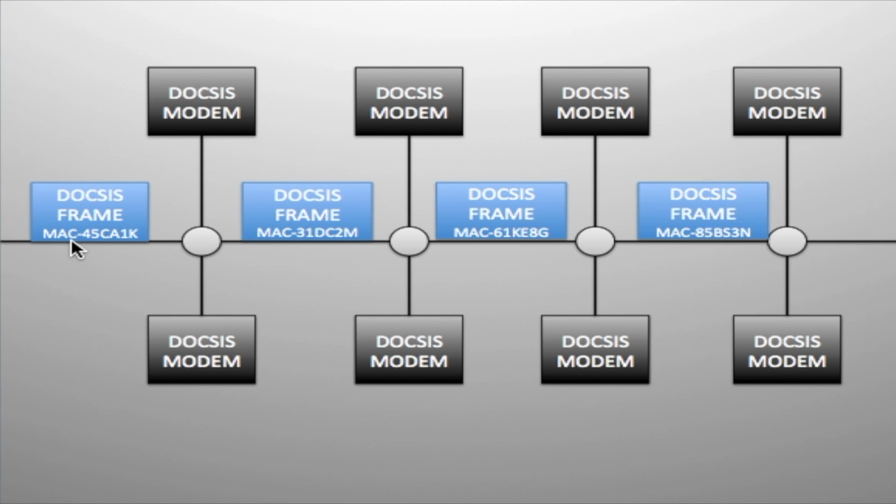Now these are DOCSIS frames that were sent from the fiber node out to the customer's modems. Now you'll notice that each one of these frames got different MAC addresses, and each one of the modems here got a different MAC address as well. So these modems would only accept a frame that has the same MAC address. It will see all of the frames that pass by, but none of them would be accepted unless the MAC address on the DOCSIS frame is the same as the MAC address that the modem has.